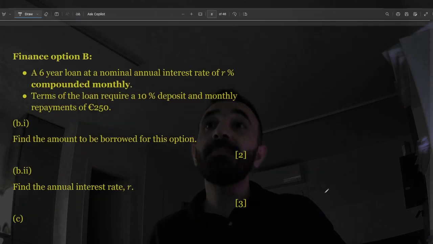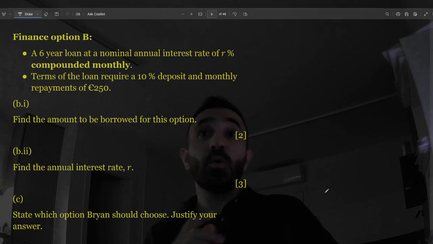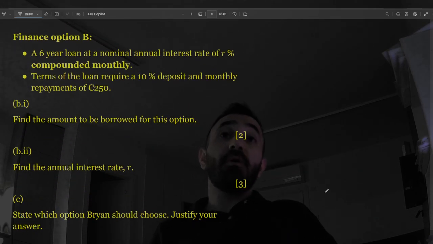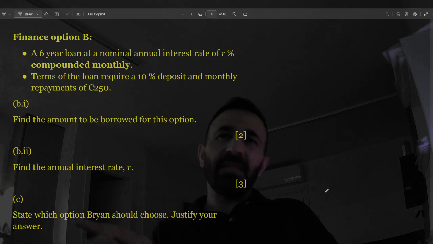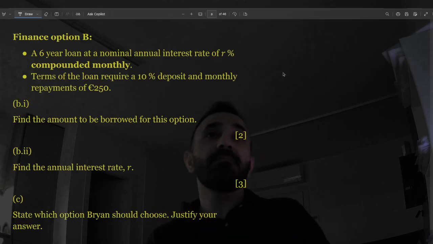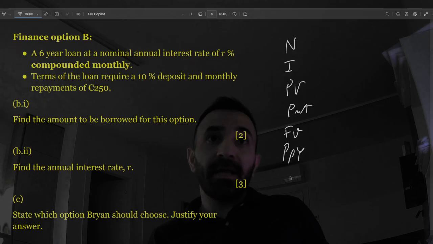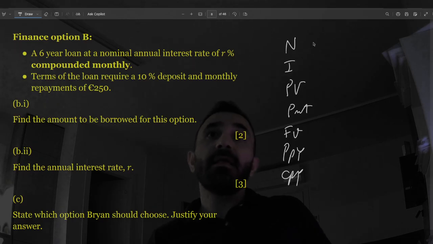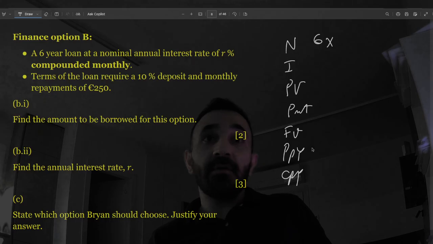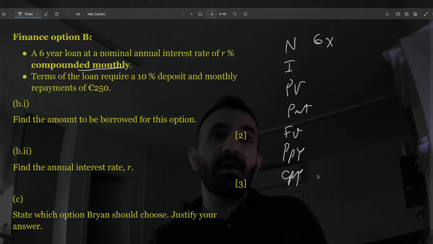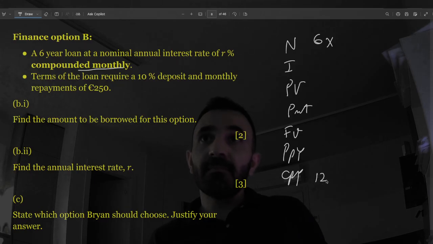Let's go for option B. A 6-year loan at a nominal annual interest rate of R, which we don't know, and probably we need to find this, compounded monthly. So N, I, PV, PMT, future value, PPY, and CPY. And 6 years times PPY. Well, it's compounded monthly, so CPY is 12. Okay.